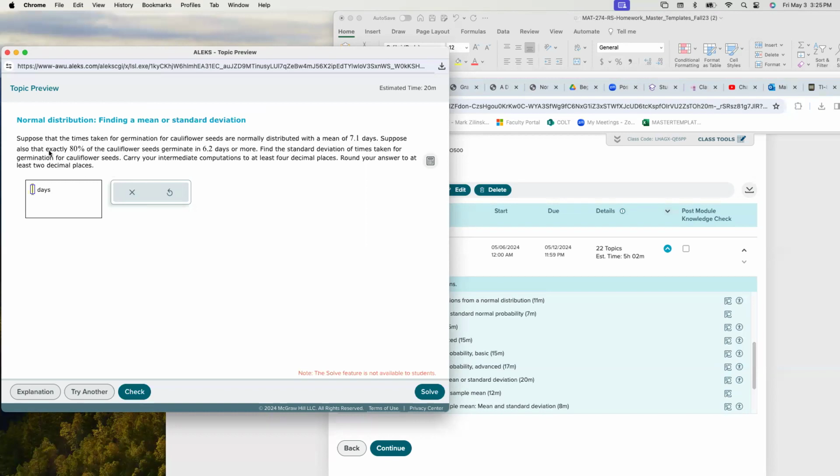And so let's take a look at this. We have germination for cauliflower seeds, normally distributed. They give you the mean. They also tell you that 80% of those germinate in 6.2 days or more. So we want to find the standard deviation of the time scale.